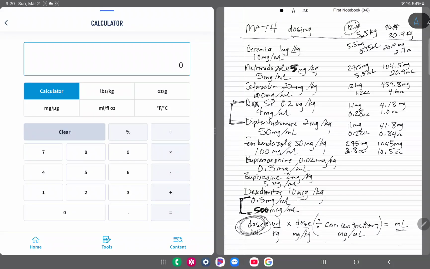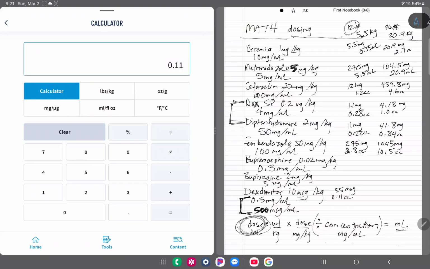So the cat is 5.5 times, we'll go with just micrograms first. It says 10, I'm going with 10. So the cat's 55 mig, or micrograms. And then micrograms has to work with micrograms. So 55 divided by the concentration, which is 500, gives me 0.11 cc's of dexdomitor to make the cat sedate.